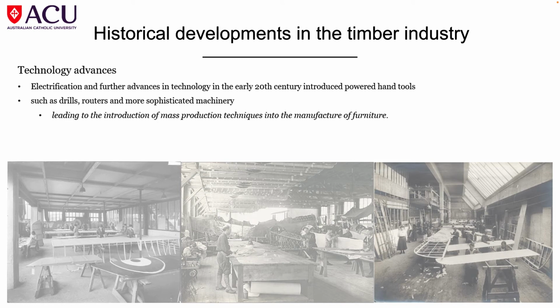And also you can have more sophisticated machinery. So you'll still have your table saw, which is obviously a very important piece of equipment, but you can now have smaller drills. Rather than big moulding machines, you can actually have routers of different sizes for different processes. So some of the finer work can be done with smaller handheld routers and more sophisticated machinery.